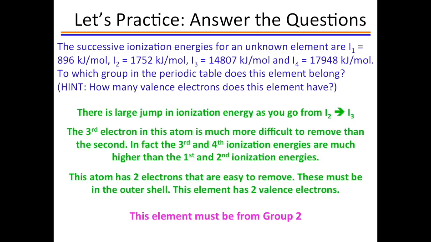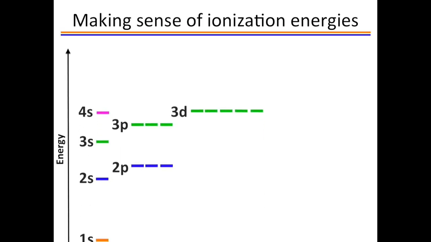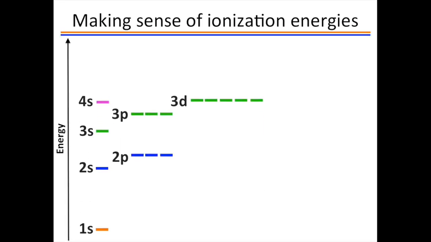Let's take a moment to relate electron configurations, energy level diagrams, and ionization energies. Remember that an electron configuration shows all the orbitals that hold electrons for a given atom, and that each orbital has an energy that we can represent on an energy level diagram.